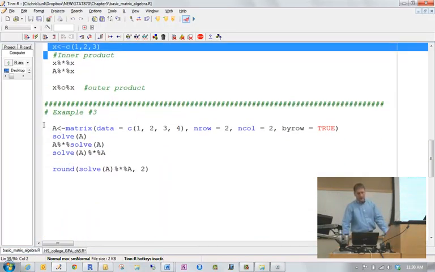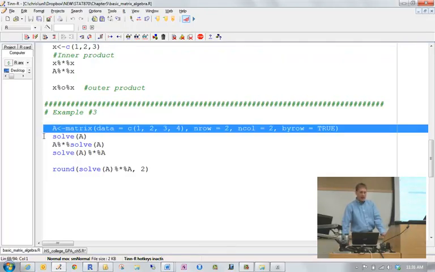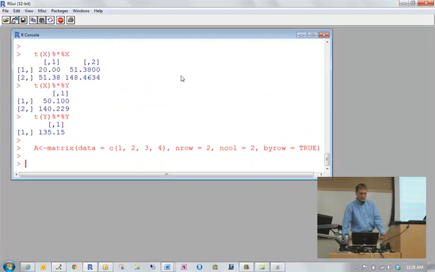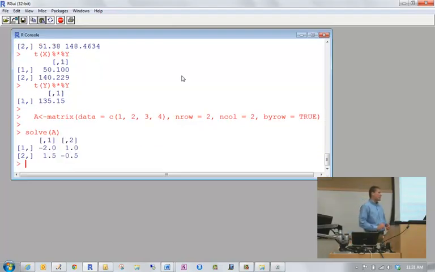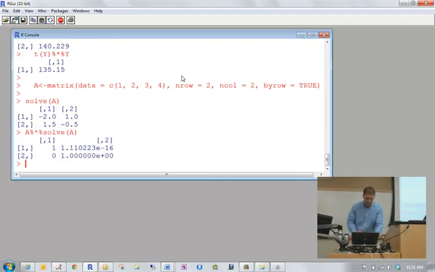Okay. Again, let's create that same A matrix that I had before. To do inverse in R, it's not like an INV function. It's actually the solve function that allows you to get the inverse. So if I were to take A times solve A, look what I get. Practically the identity matrix. Of course, this right here is just about 0.